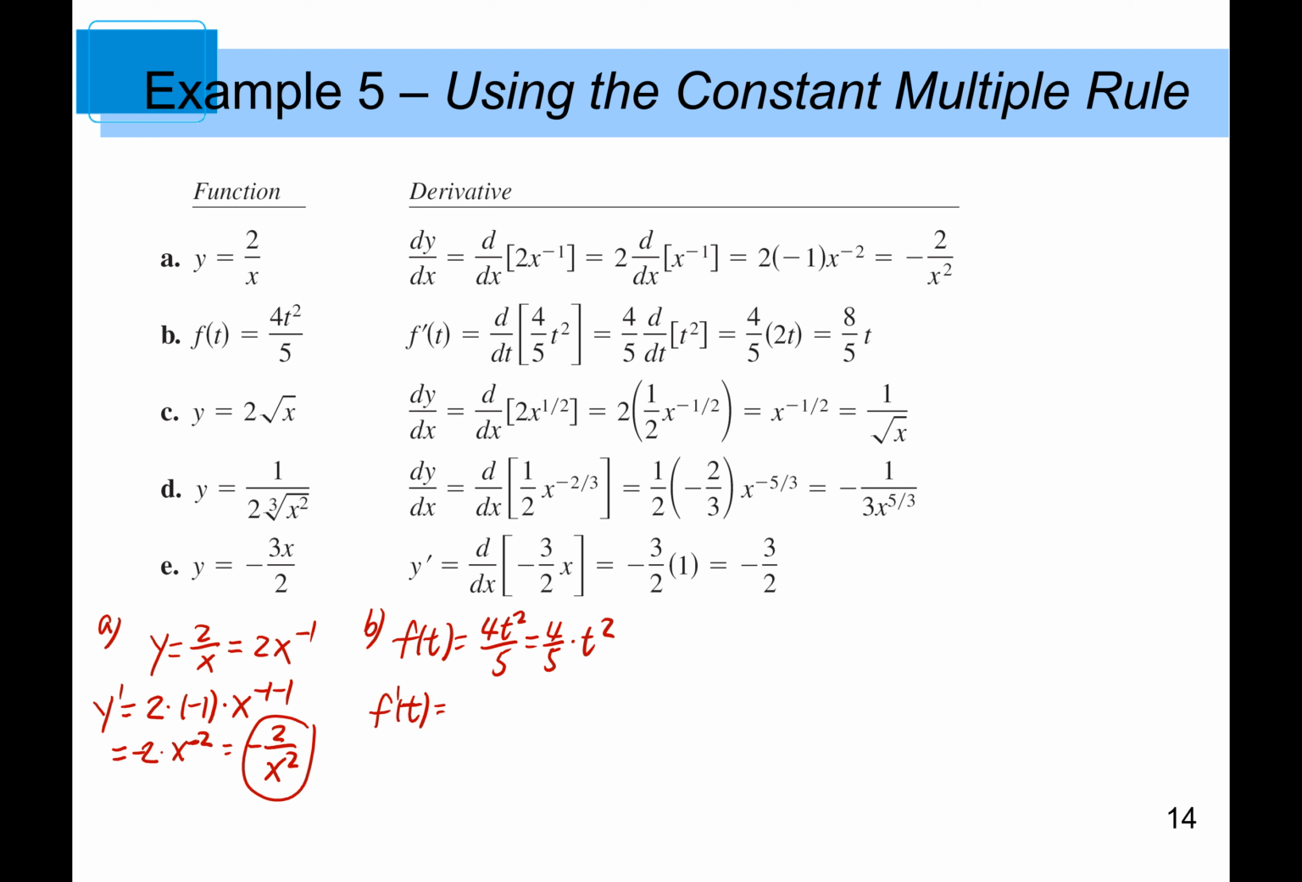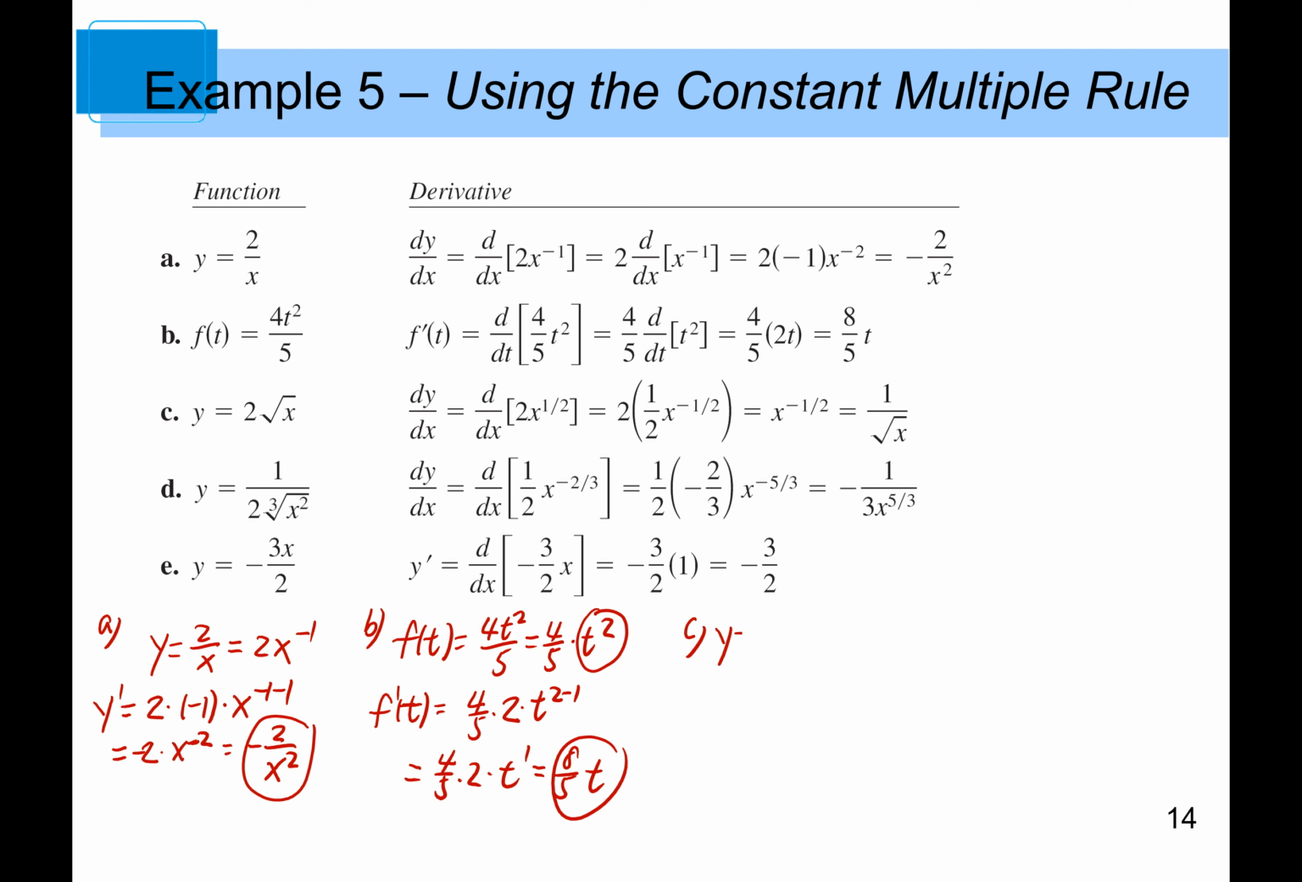And this, pay attention to this. This is a derivative with respect to time t. So it's 4 over 5. We apply the power rule here to t to the 2 minus 1. This becomes 4 over 5 times 2 times t to the 1, which is 8 over 5t. Okay, let's see.